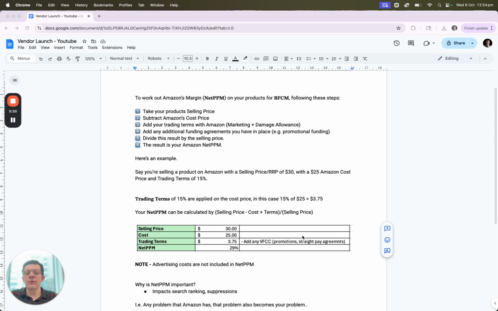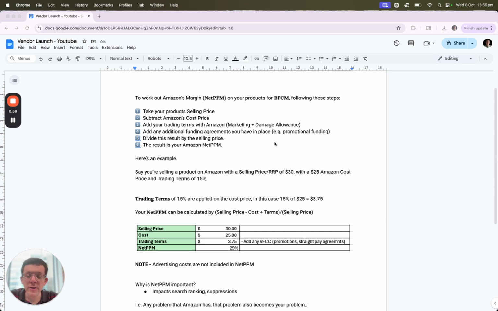So, without further ado, the most important thing is your net PPM figure. It is the main metric that Amazon uses to track the profitability of your products and your vendor account. Obviously, the more profitable you are for Amazon, the more likely they are to grow your business, right? They don't want to lose money. So that's why you should track your net PPM, and it should be something that you prioritize on your account.